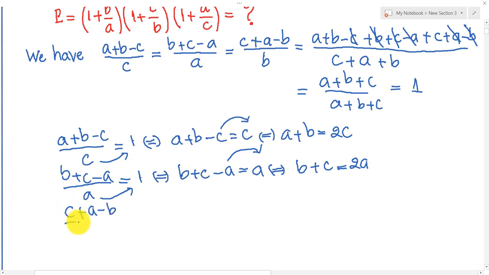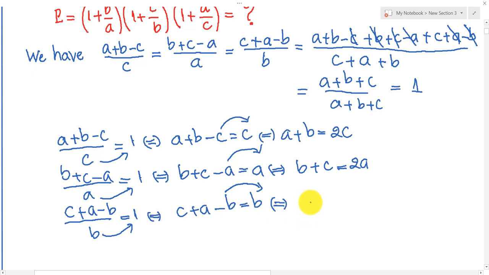And (c + a − b)/b equals 1, so we get c + a − b = b. Moving b from the left-hand side to the right-hand side, we get c + a = 2b.